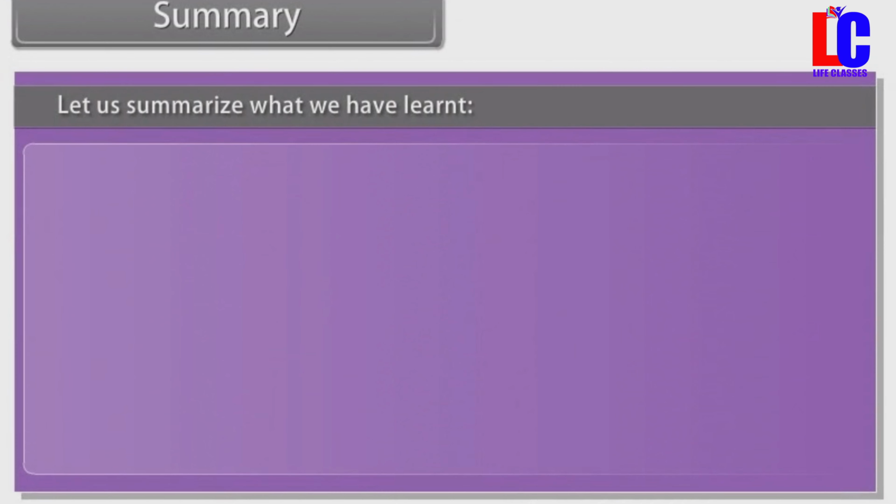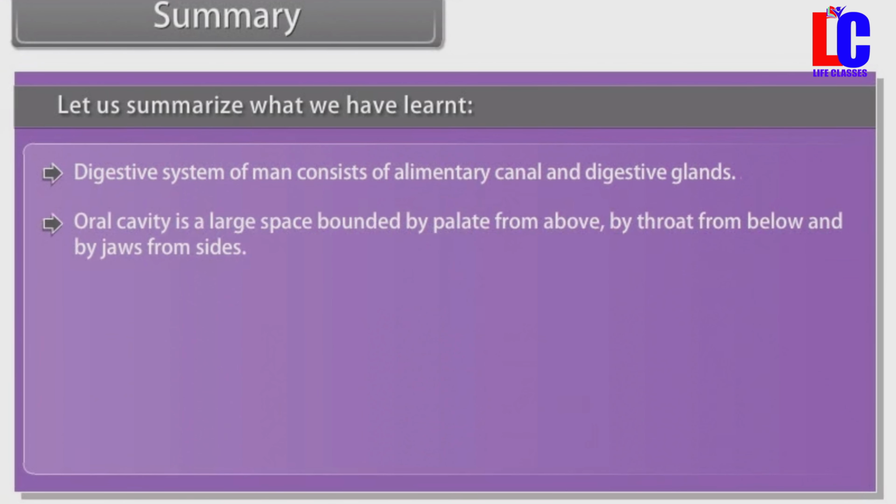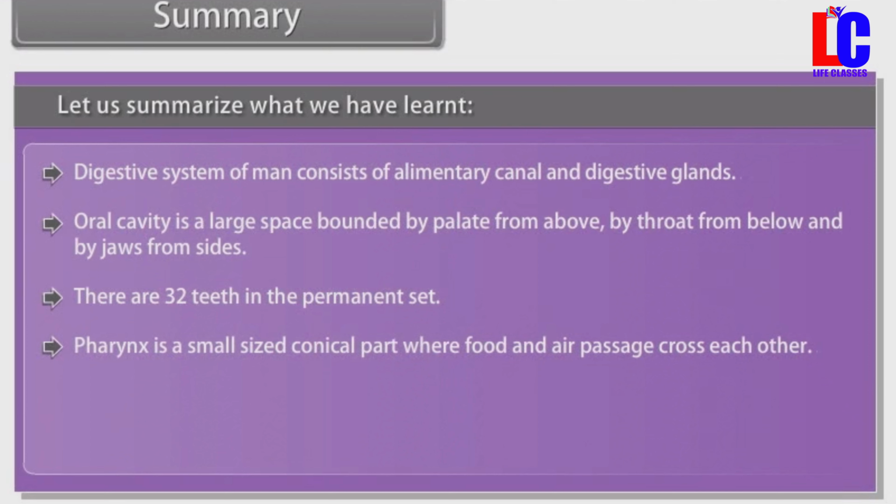Summary. Let us summarize what we have learned. The digestive system of man consists of the alimentary canal and digestive glands. Oral cavity is the large space bounded by the palate from above, by the throat from below, and by jaws from the sides. There are 32 teeth in the permanent set. Pharynx is a small conical part where food and air passages cross each other.